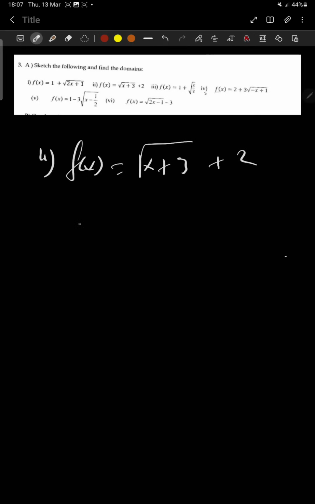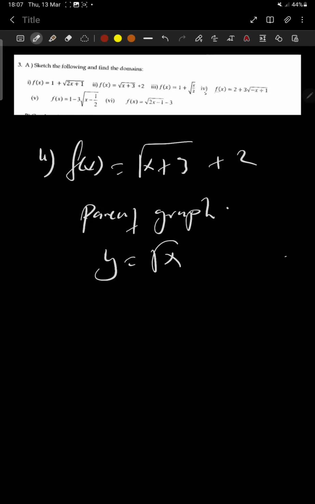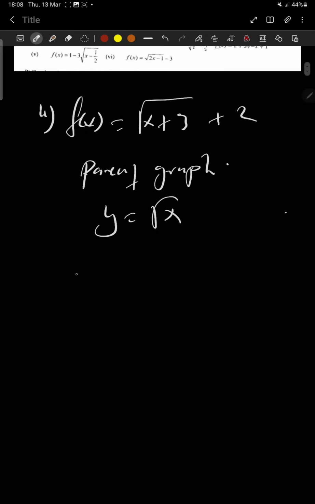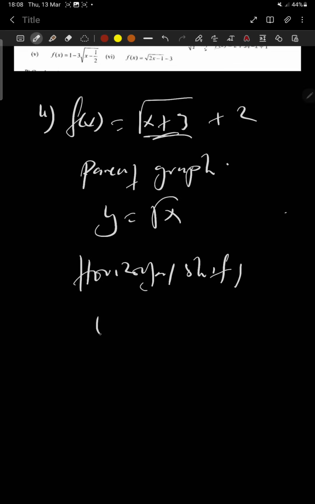Now since x is independent, you can just start with the parent graph, because x is independent, so it will be square root of x. You don't need a number in front of x. Secondly, it's horizontal shift. What do you do with horizontal shift? You equate this to 0. Let x plus 3 be equal to 0 and x is equal to negative 3.